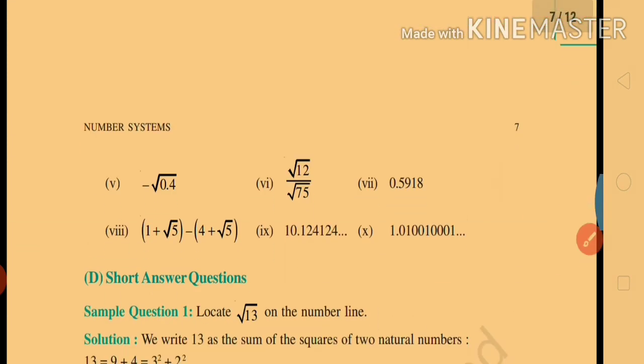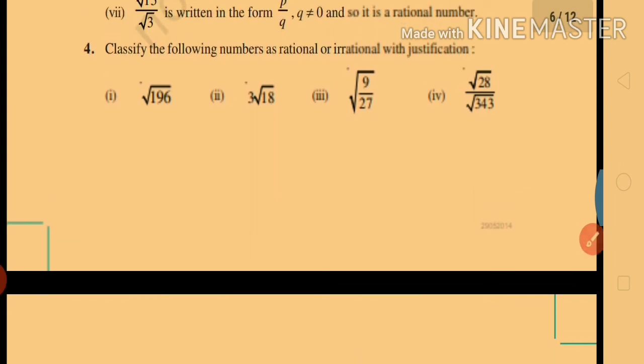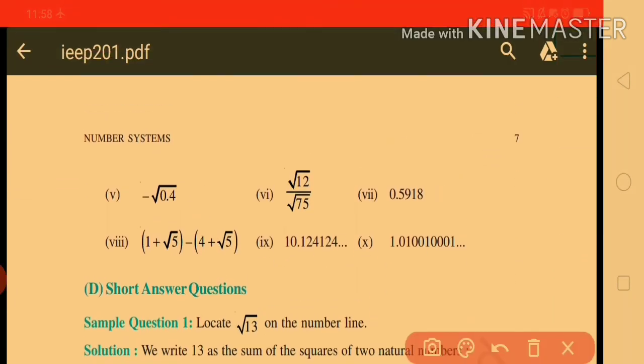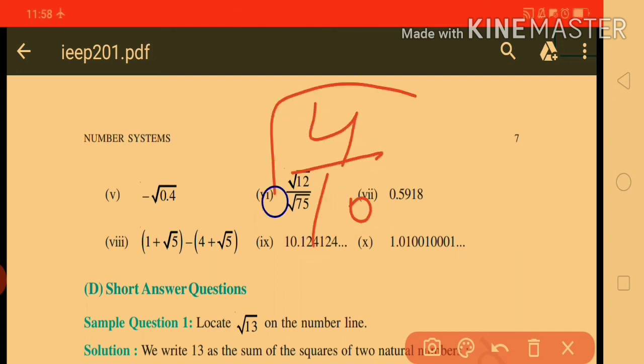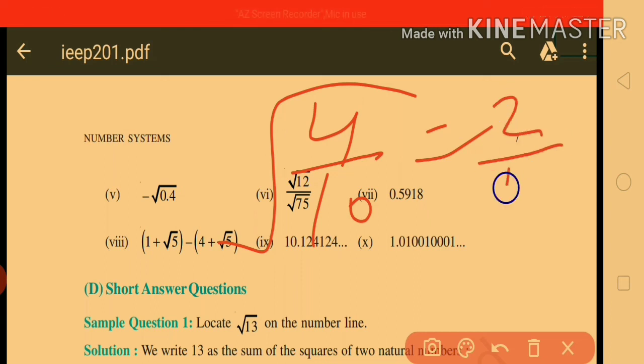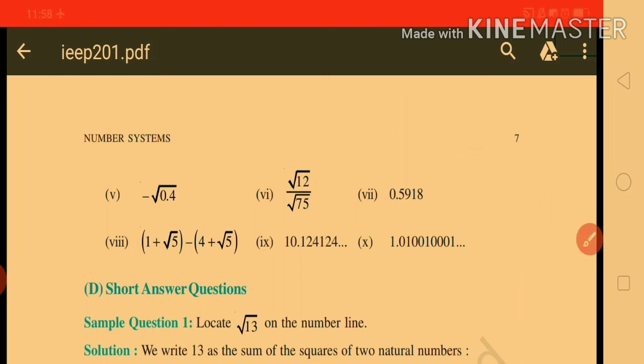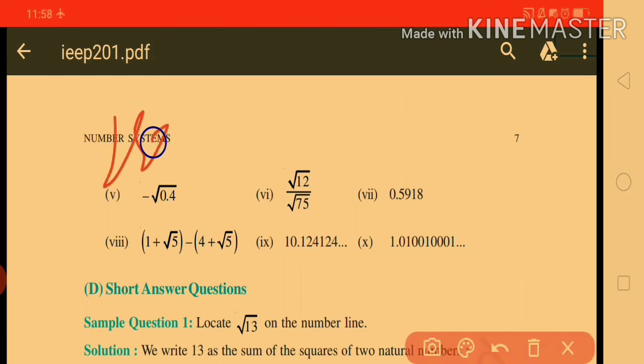Now come to the next question. Okay, some more parts are there. See, 0.4 can also be written as 4 by 10. You know that if you take the square root, you will get 2 by root 10. It is positive, so it is okay. So 2 by root 10 is the quotient of a rational and irrational, so it is an irrational number, right? So it is irrational.